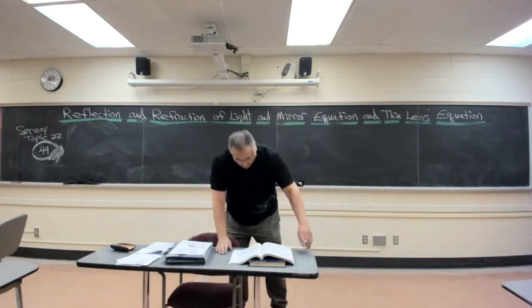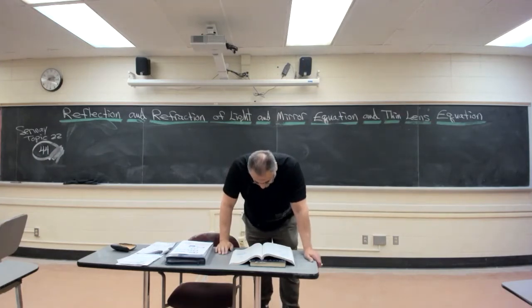Okay, for 44, same topic 22 from the Serway book: a boy floating on a pond watches a fish swim away from him. If the fish is 2.25 meters beneath the surface, from what maximum distance D will he be able to see the fish? Neglect the height of the boy's eyes above the water.